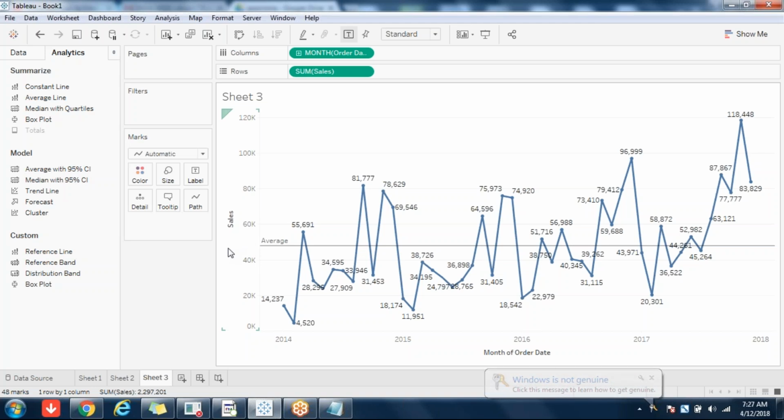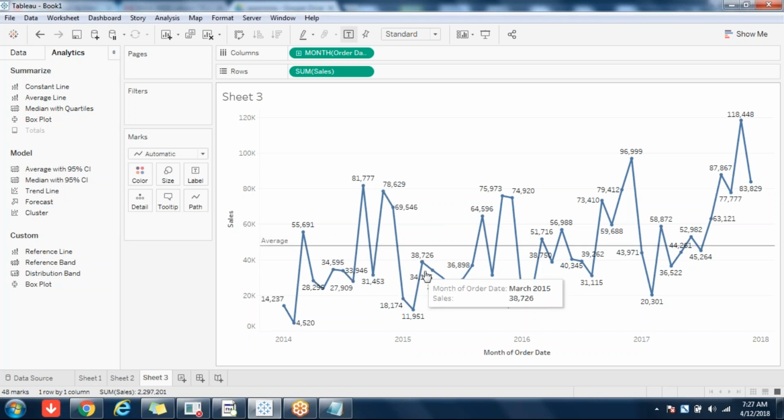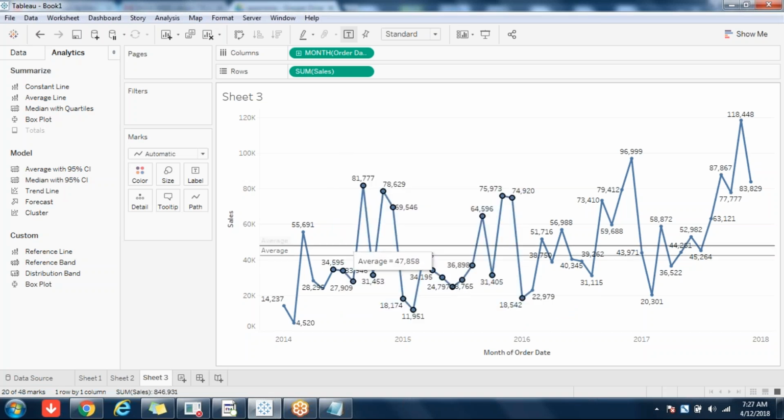Now here, if you want to recalculate the line, you can select some data points like this. So you see that you got a recalculated line. This is the original one, and this is how it is. Next, of course, if you want to recalculate again, this is the original line, and this is the line below the original line. Okay, so this is a reference line.